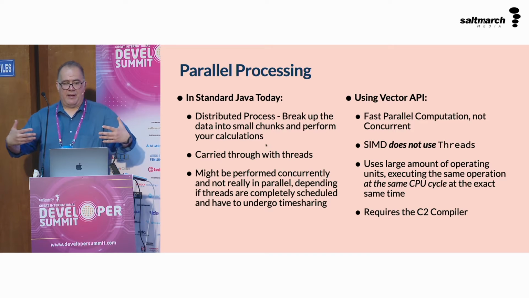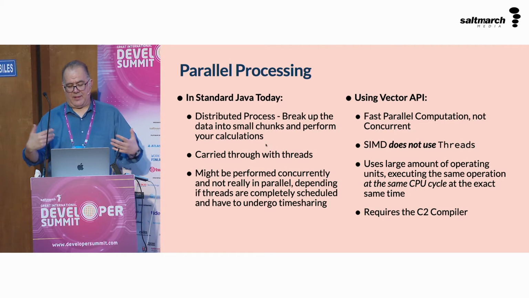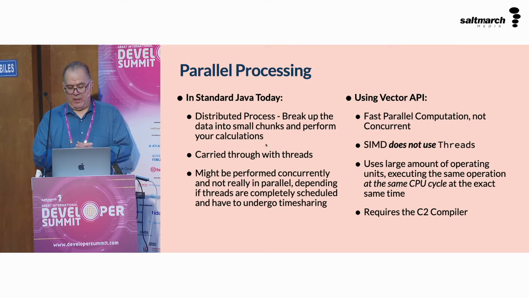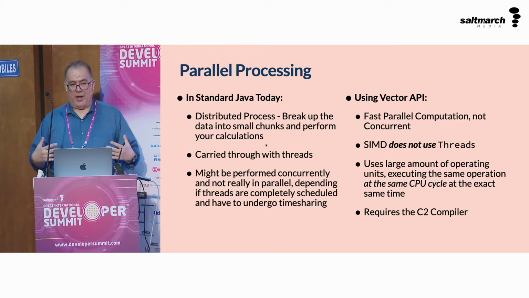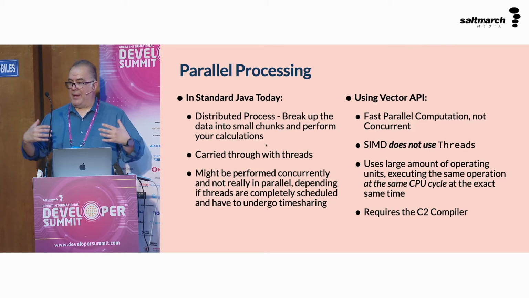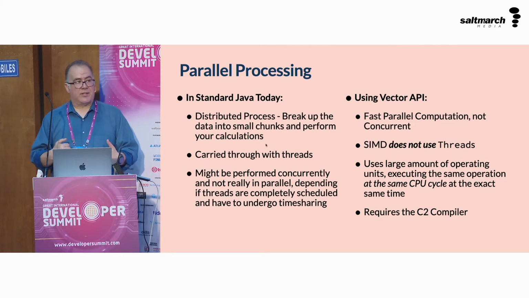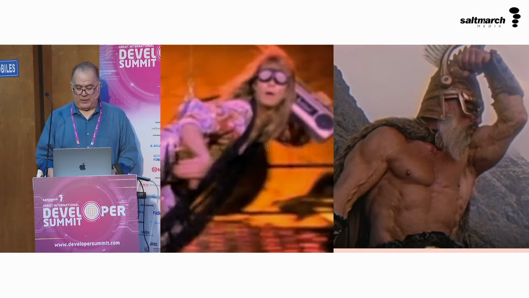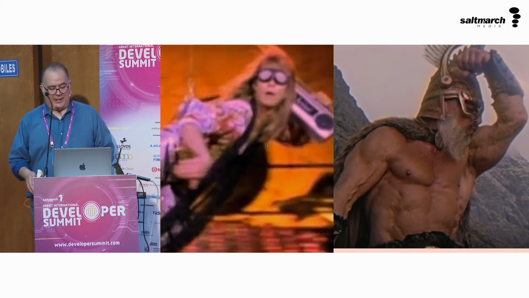Because you only have a certain set of processors, and things need to be time shared on those processors in all likelihood. But Vector API is parallel computation, not concurrent, and you're going to be loading things up. We're going to talk about the lanes and how that works. And then, wham, just like in one CPU clock, we get to run everything and do the calculation. Okay? It uses large amounts of operating units, executing the same operation in the same CPU cycle at the exact same time. Load it up, calculate, and then finish with that. This does require the C2 compiler in order to do so. All right, I don't know if this image is going to translate here.